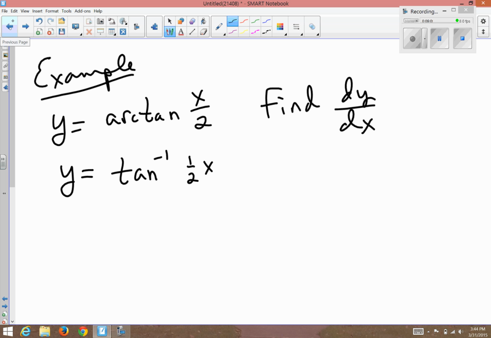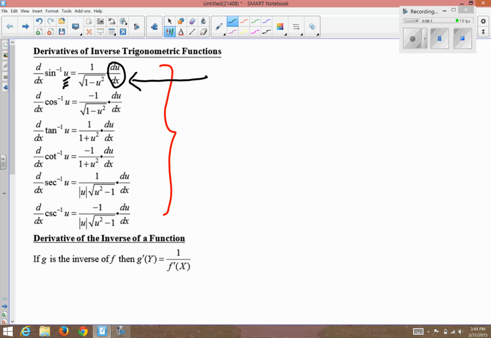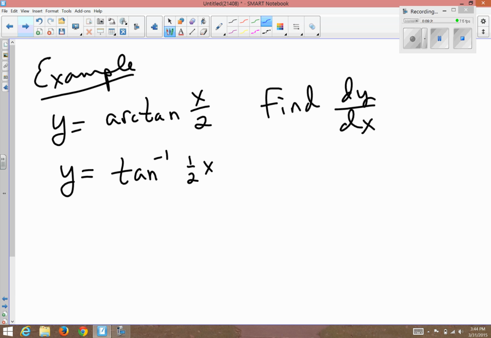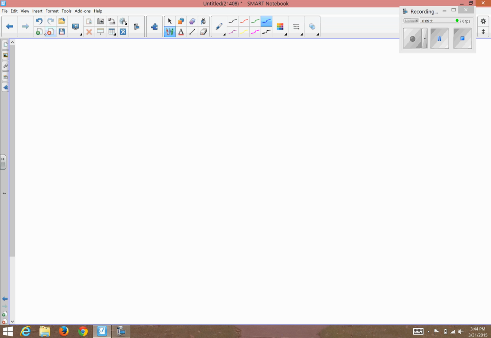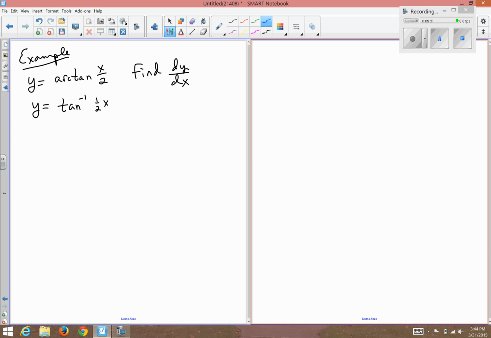So look back at the list of formulas. This time we're using this formula. The derivative of arctan u is 1 over 1 plus u squared times the derivative of u with respect to x. The formula is this: the derivative of the arc tangent of something is 1 over 1 plus u squared, meaning square whatever's written right here, times the derivative of what I just underlined.